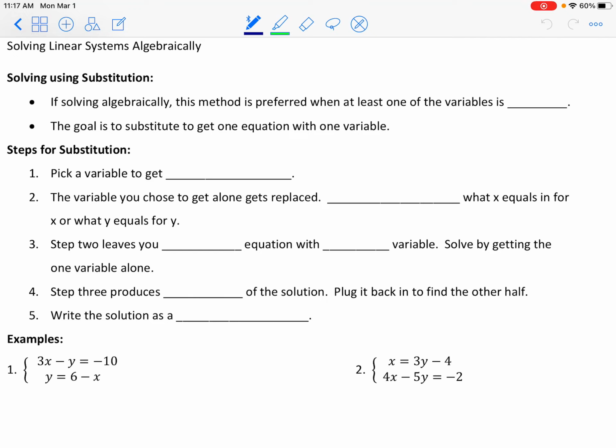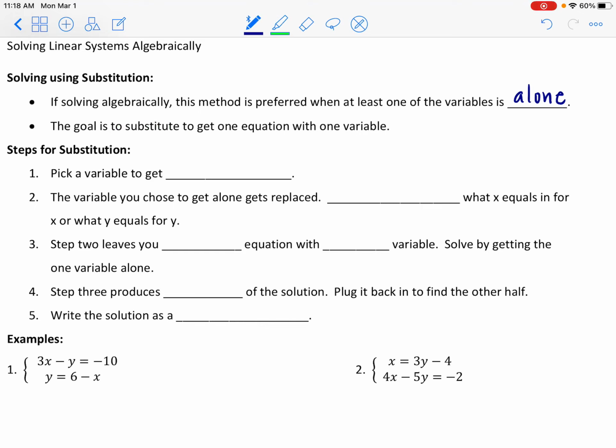Now, if you're solving algebraically, this is the method that's going to be preferred when at least one of the variables is alone. So one of the variables is isolated, meaning at least one of your equations is y equals, or at least one of your equations is x equals. So we want a variable all by itself on one side of that equation. If we're going to use this method, that is preferred. And the goal of substitution is to substitute in one variable, or to get one equation with one variable using substitution, okay? And I'm going to show you how that works.